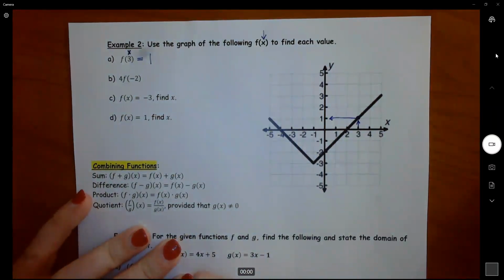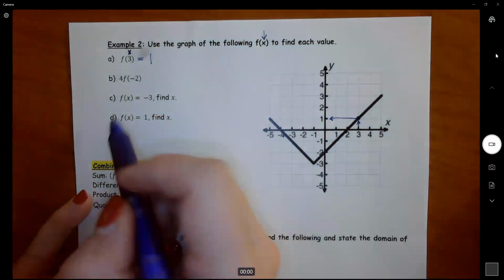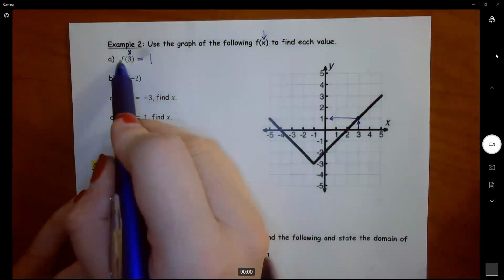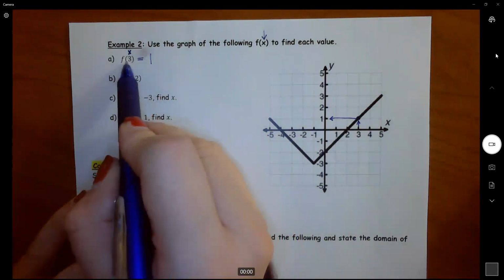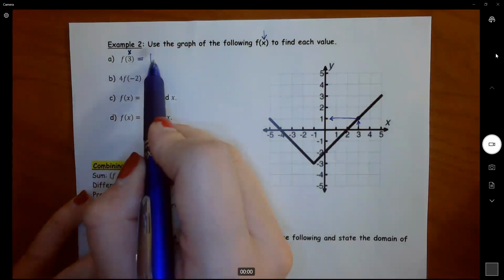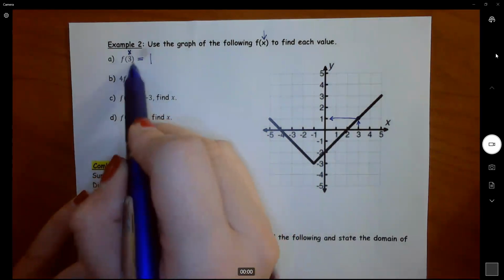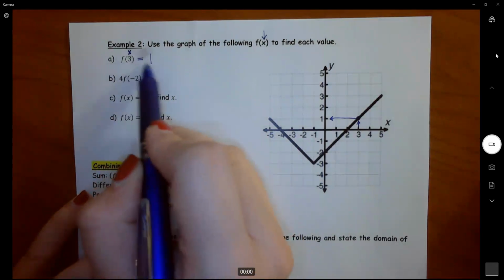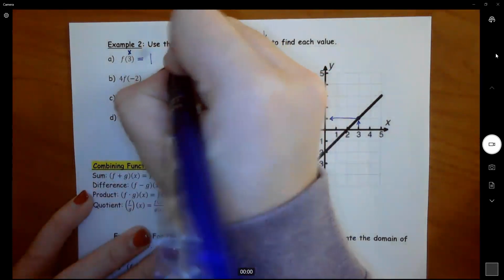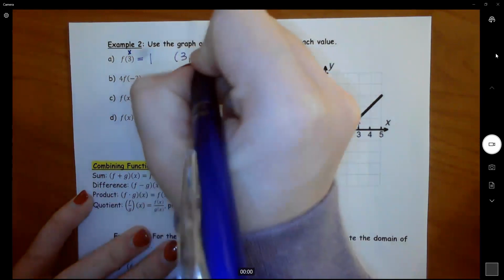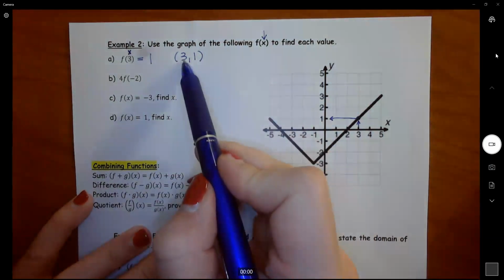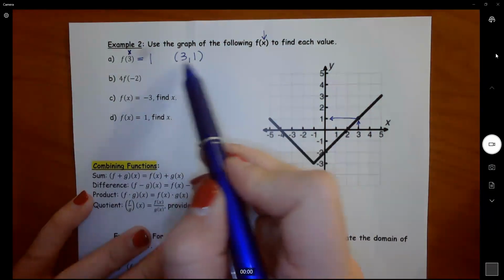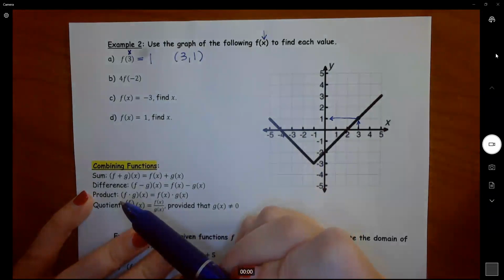We don't really need it for this, but just so you're aware, this is representing an ordered pair. You have f of 3 equals 1. So your x coordinate is 3, and whatever it equals is your y. So this would be the ordered pair 1, 3. Just kidding. 3, 1. Right? 3 for your x, 1 for your y, 3, 1.